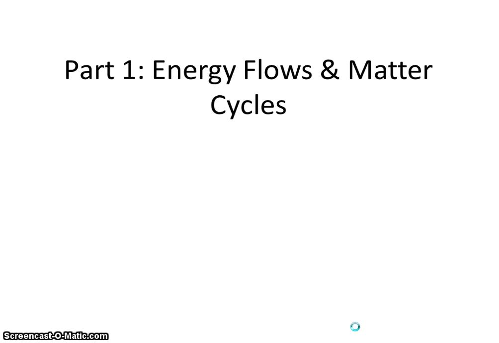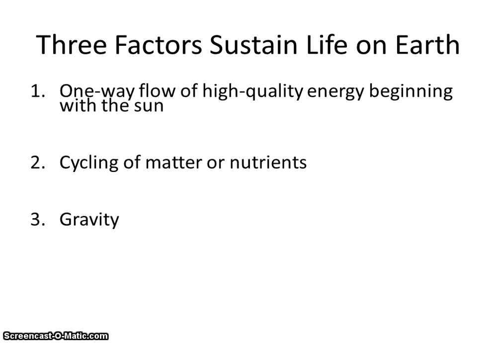So again, Part 1, energy flows and matter cycles. There are 3 factors that sustain life on Earth. It's the one-way flow of high-quality energy beginning with the sun. So again, energy flows. The important thing to remember here is that you cannot recycle energy. It flows in one direction, and every change it makes, it gets to be less quality. And so again, it is a one-way flow, cannot be recycled.